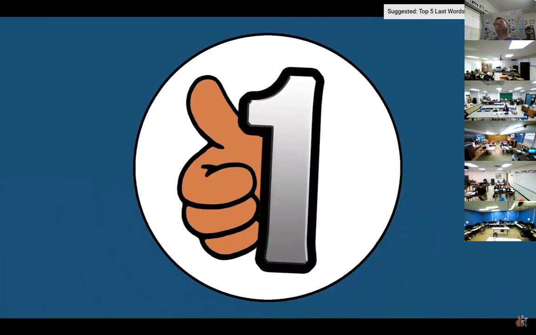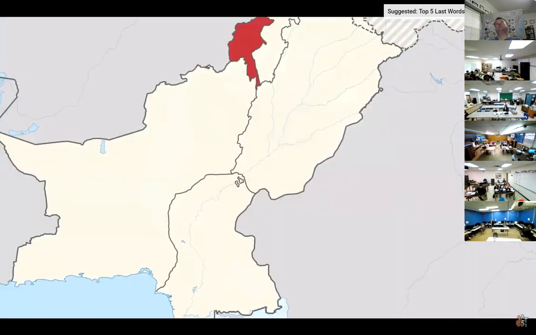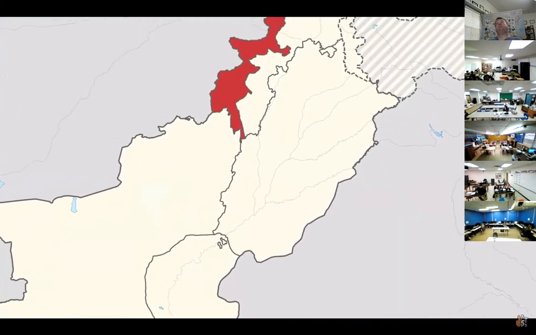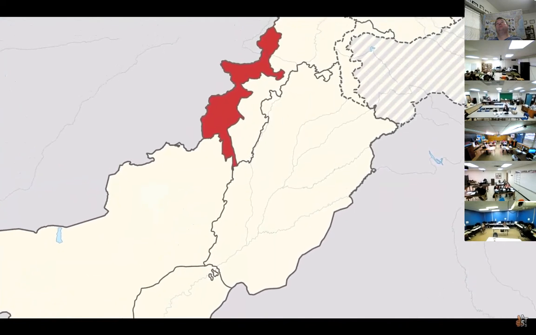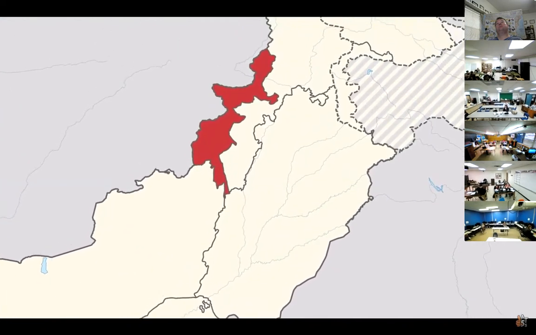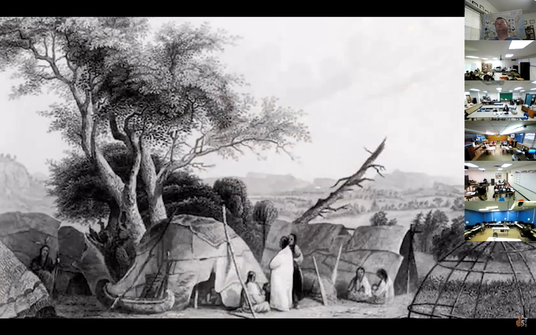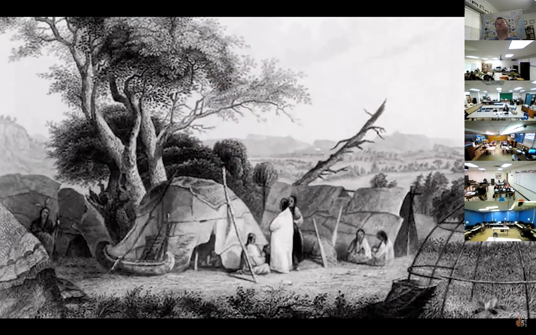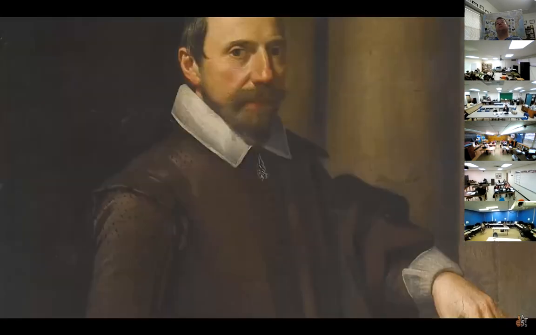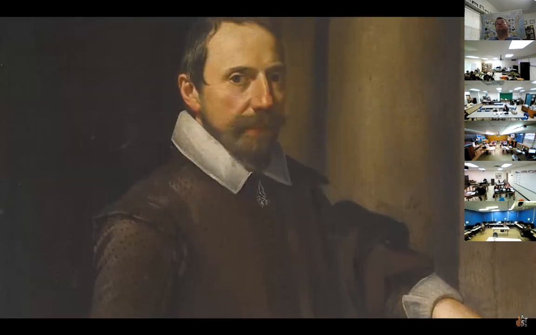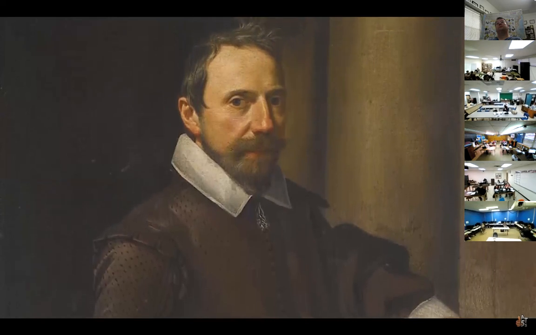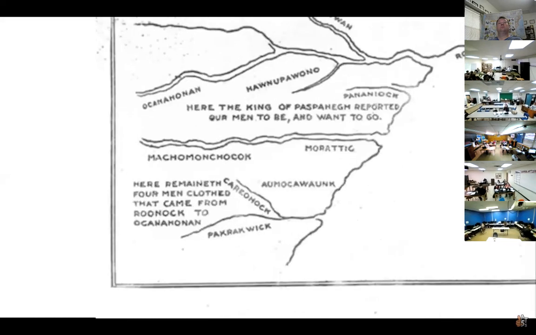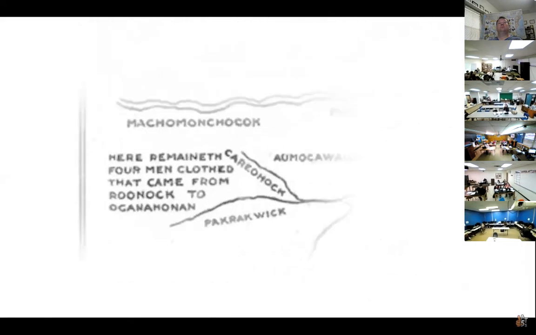Number 1. Integration. One popular theory for the disappearance of the Roanoke colony states that, for whatever reason, they abandoned the settlement and integrated into the local tribes. That is, they settled down and lived with them until the end of their days. There are many bits of evidence, I suppose you'd call it, for this. In 1607, a map drawn by one of the Jamestown settlers, Francis Nelson, reads that a group of 4 men wearing clothing settled down in this area on the map, and originally came from Roanoke.